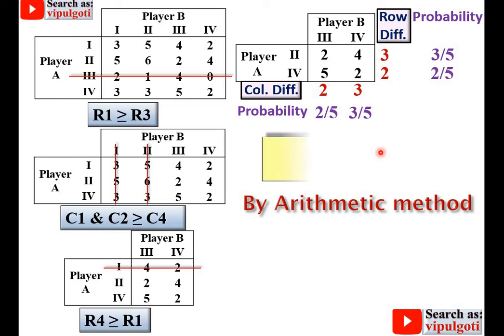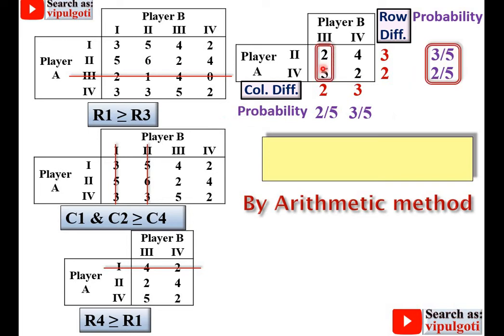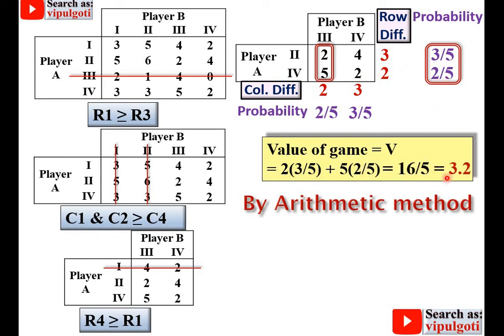Now next, you can find the value of the game after getting these probabilities. And that is very simple. Focus over here on these two columns. And based on that, you can write the value of the game. And that is 2 into 3 by 5 plus 5 into 2 by 5. So if you simplify, then you will get 3.2.